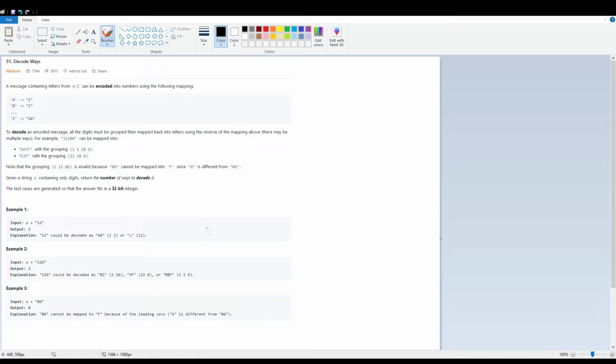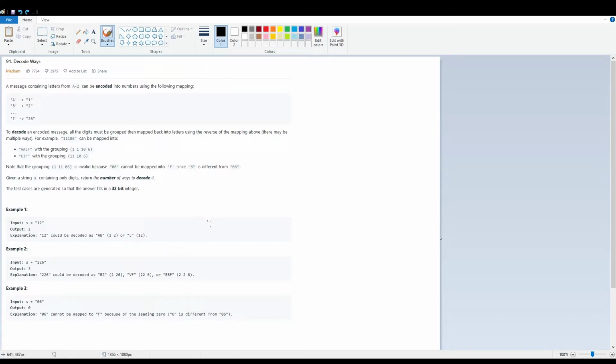Okay, so let's just look at this example here. There are two ways to decode this, with 1, 2, or with just 12. So the answer is 2 here. And for here, there are 3 ways to decode it: 2, 2, 6, or 22, 6, or 2, 26. So there's 3 ways. And for the last example here, obviously there's 0 ways to decode it because we cannot decode something that begins with 0.